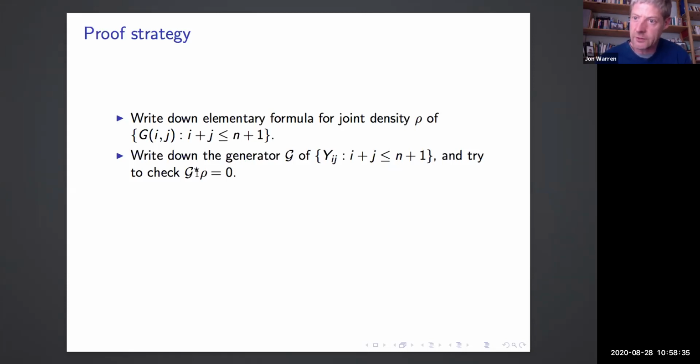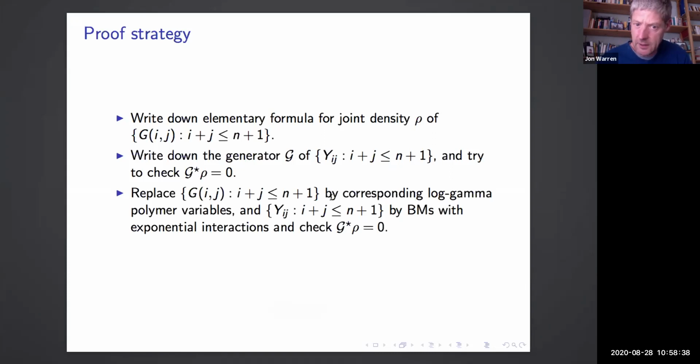because what you can do is switch to the exponential version of things, where you look at a log gamma polymer, and you replace the Yij's by Brownian motions with exponential interactions. So basically, it's very similar dynamics. The formulas are just a bit more complicated because they've got exponentials instead of local time terms in them. And then checking G star rho is equal to 0 just involves doing things locally on the integer lattice. And so this final check is fairly straightforward.